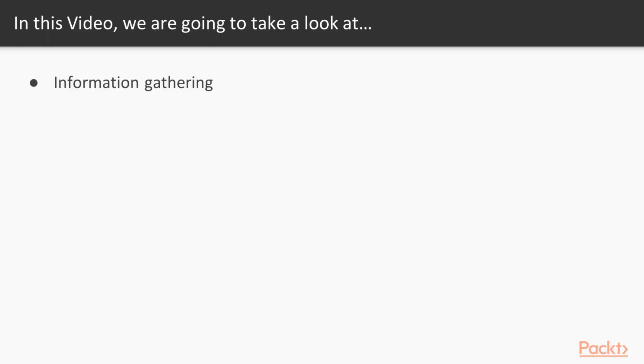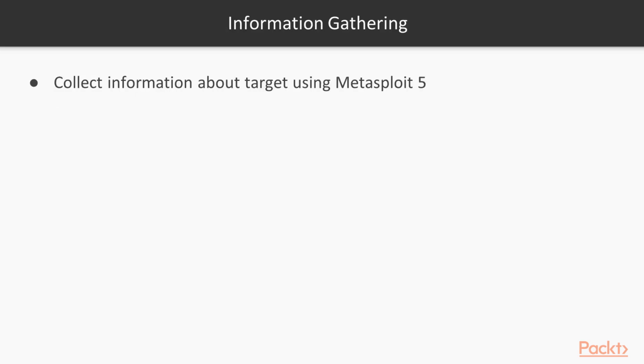Now in this video we are going to take a look at a couple of points. First of all, we will learn about what information gathering is and what the process is to gather information about a target. So information gathering is collecting information about a target using Metasploit 5. We have the latest Metasploit 5, and we will see how you can gather information about a target with the help of Metasploit. So that is information gathering.